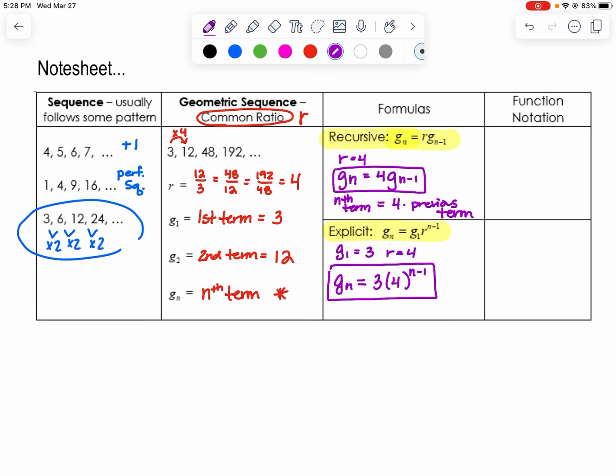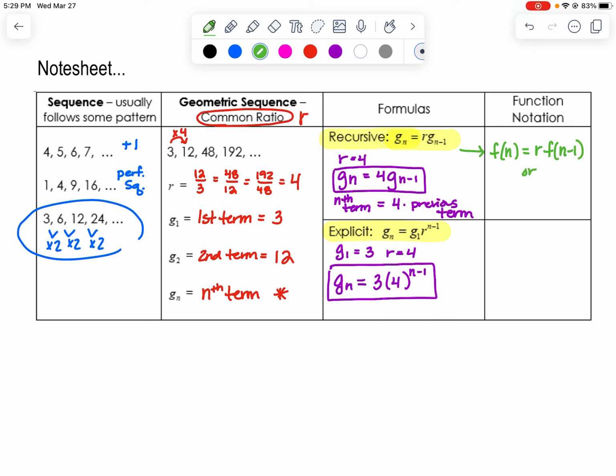Now, both of those we can actually write also in function notation. So instead of using g sub n, we are using function notation, which is f of n. So if you want to use the recursive formula to find the nth term, it's going to be r times the term before that. So it's the same as our recursive formula. It's just written in function notation.